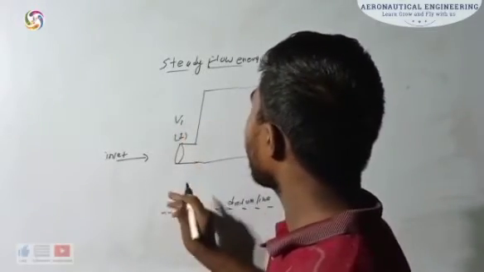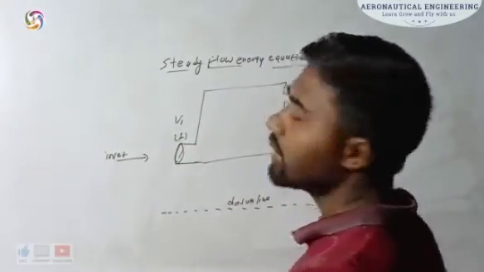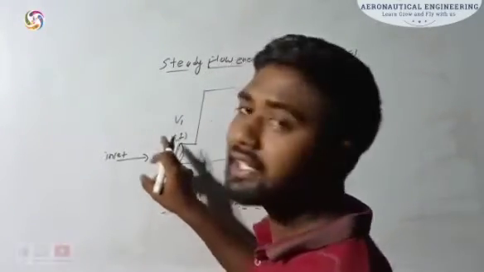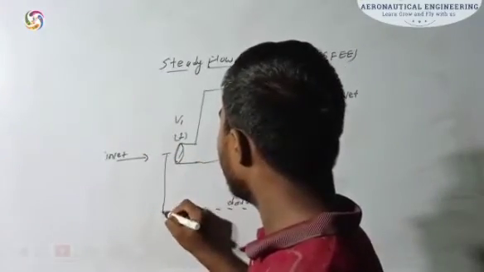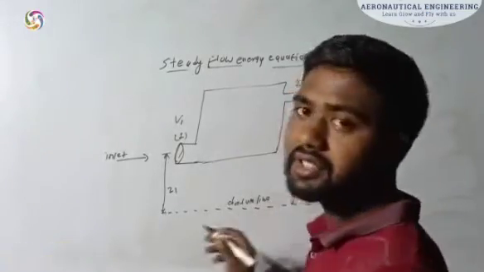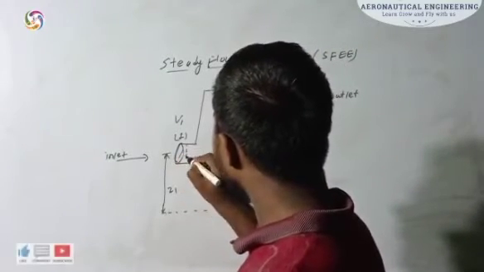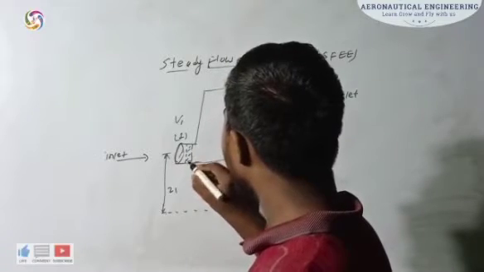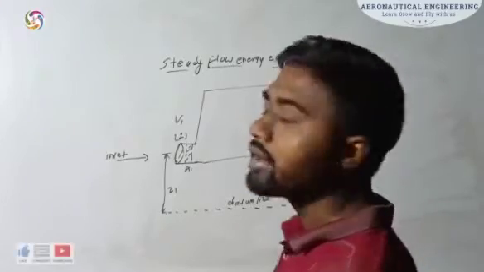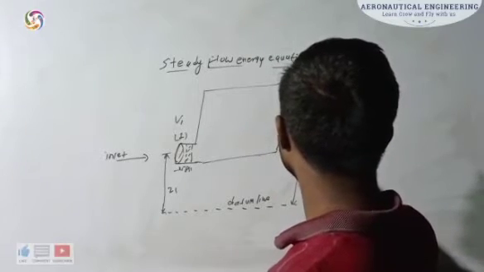Suppose V1 is the velocity of the fluid at the inlet and V2 is the velocity of the fluid at the outlet of the system. The distance between the datum line and the inlet of the system, let it be Z1, and the distance between the datum line and the outlet of the system, Z2. Similarly, the area of the duct at the inlet, I am taking A1, and the area of the duct at the outlet of the system, A2. The thickness of the duct here, X1, and the thickness of this duct, X2.